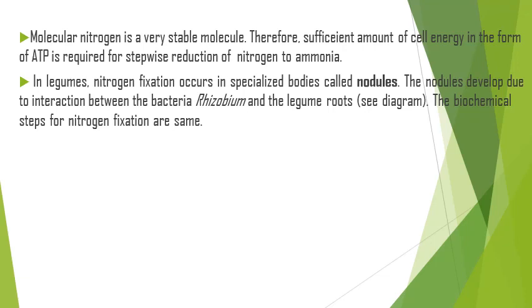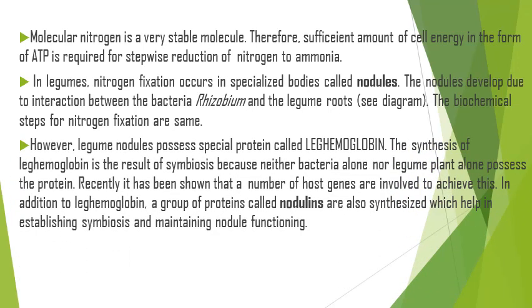In legumes, nitrogen fixation occurs in specialized bodies called nodules. The nodules develop due to interaction between the bacterium Rhizobium and the leguminous roots. You can see this in the next diagram. The biochemical steps for nitrogen fixation are the same. However, legume nodules possess a special protein called leghemoglobin. The synthesis of leghemoglobin is the result of symbiosis because neither the bacteria alone nor the legume plant alone possess the protein. Recently, it has been shown that a number of host genes are involved to achieve this.